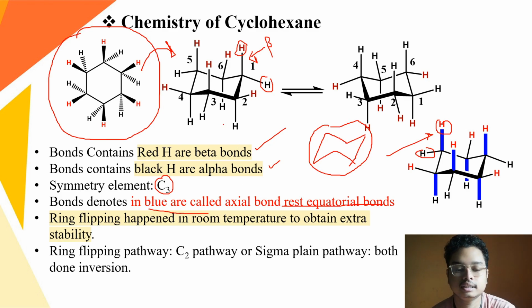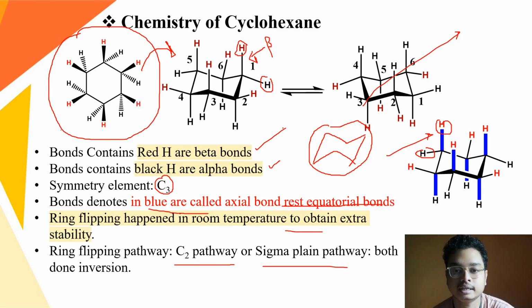And another interesting thing is that this ring has a tendency to undergo ring flipping, and ring flipping is nothing but axial bonds being interconverted to equatorial bonds and vice versa. This happens at room temperature to obtain extra stability. In the case of normal cyclohexane the extra stability is not observed, but when we discuss substituted cyclohexane compounds, you can find that ring flipping is very important to gain extra stability of the cyclohexane conformer. Okay, and ring flipping can proceed by two pathways, the C2 pathway or the sigma plane pathway.